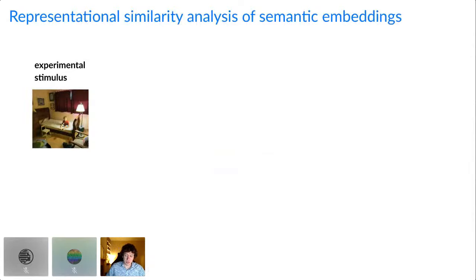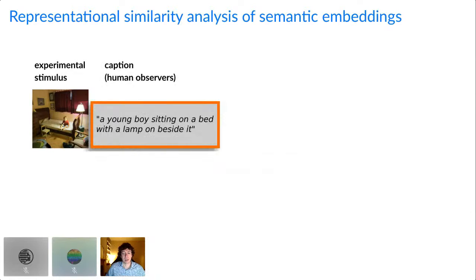So the stimuli shown in the natural scenes dataset came from the Microsoft COCO database. And in the COCO database, there are 5 human observers that have written sentence descriptions of every single image. So we have these sentence captions for the experimental stimuli that came with the natural scenes dataset. So to give you an example, here we have a given stimulus, and the sentence caption by one of the observers was a young boy sitting on a bed with a lamp on beside it.